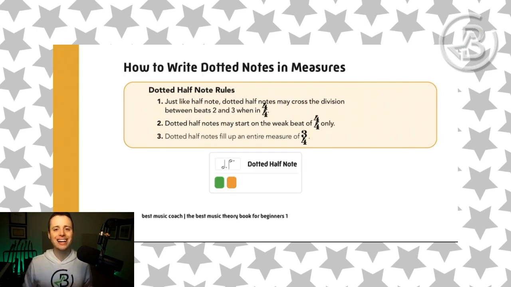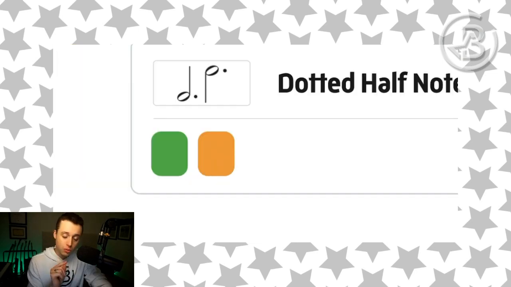You can write a dotted half note on beat 1 or 2 in 4/4 because it can cross that imaginary divide between beats 2 and 3. You'll notice that we have a strongest and a weak beat color here for dotted half notes. Keep in mind that the weak beat only works for 4/4 because we go strongest, weak, strong, weakest. That leaves us 3. So we have weak, strong, weakest. That's 3 beats, 3 counts.